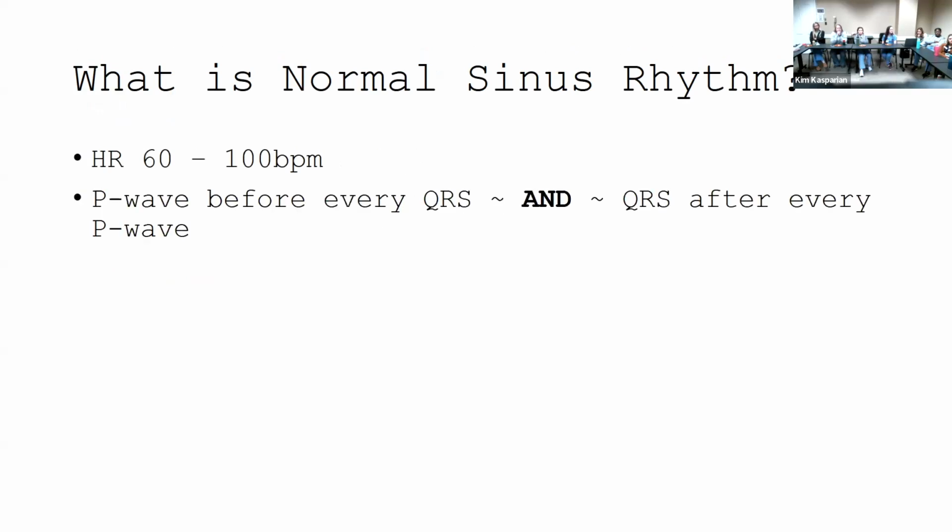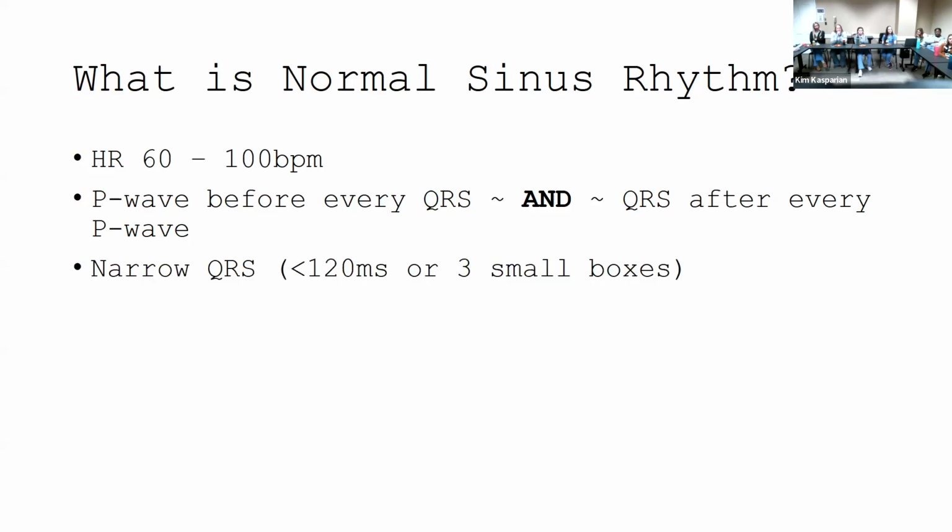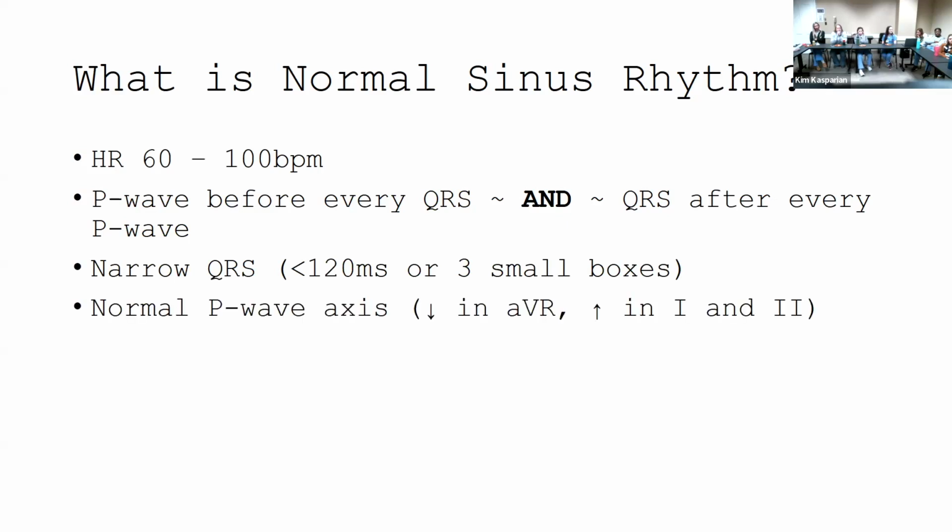And the last definition is, what is normal sinus rhythm? So normal heart rate, 60 to 100. You need to have a P wave before every QRS and a QRS after every P wave. You need to have a narrow QRS, and you need to have a normal P wave axis.